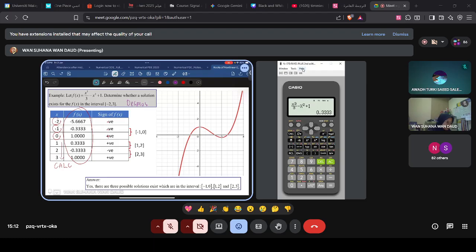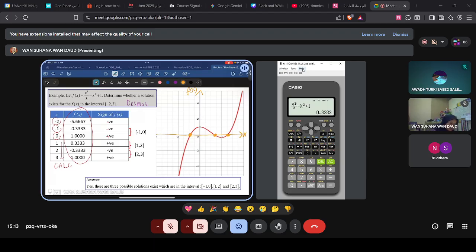And you can see there is one solution here. Sorry, I may change the color of the pen. Okay, one solution here, one solution here, one solution here. Solution is when f(x) equals 0. Here is the x-axis. Here is the f(x)-axis. Then when f(x) equals 0, it means it intersects the x-axis.